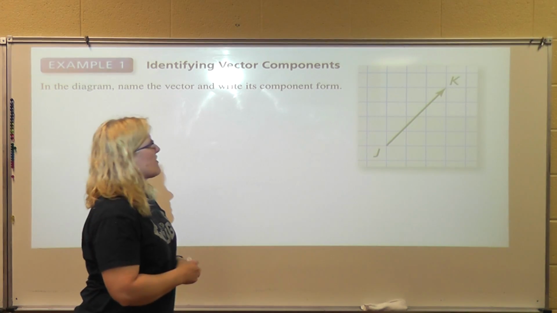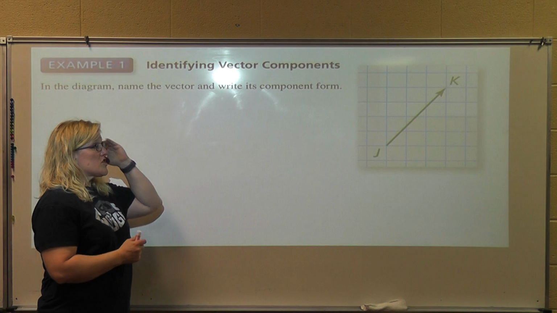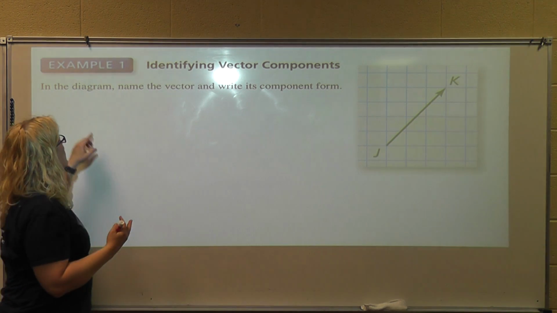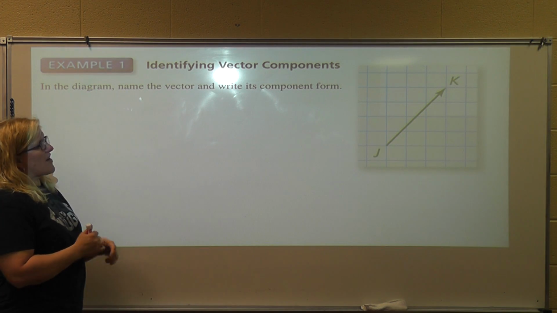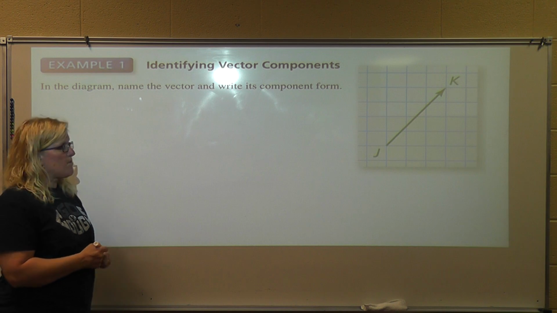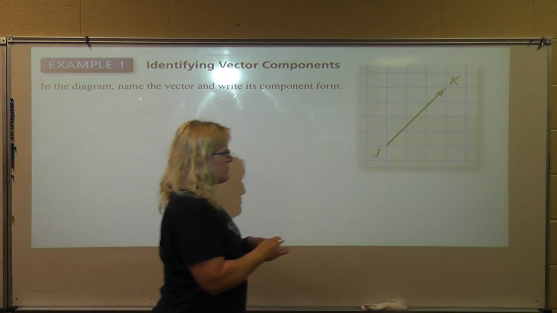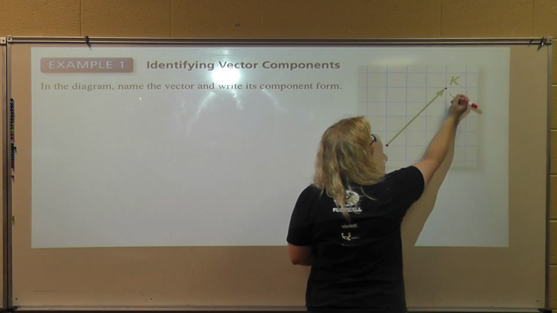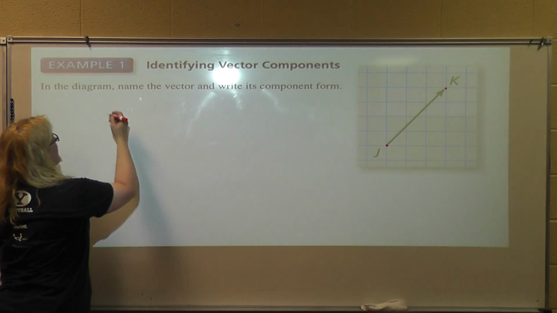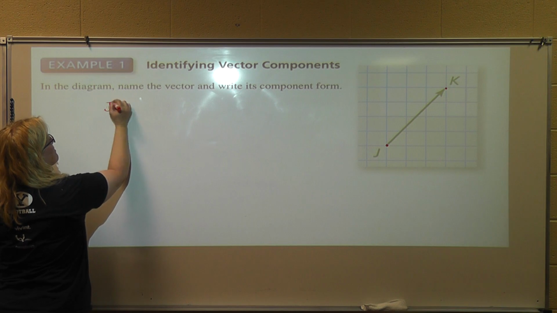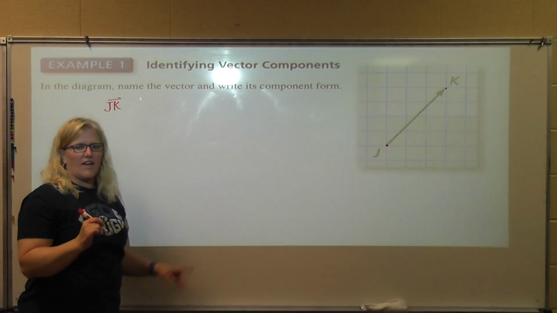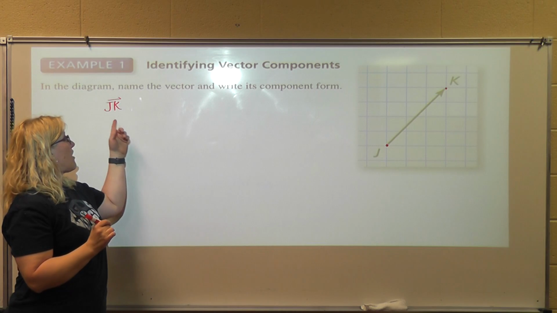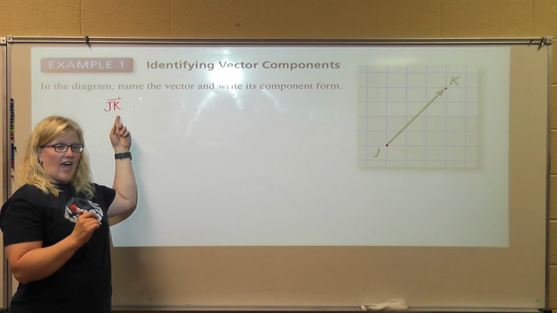All right, so let's look at this. We were just talking about how to name a vector and to write it in its component form. So here we have a vector. It starts at J, goes to K, so we would write it like this, JK. And no, I'm not kidding, that's really how you would write that. And you would call that vector JK.